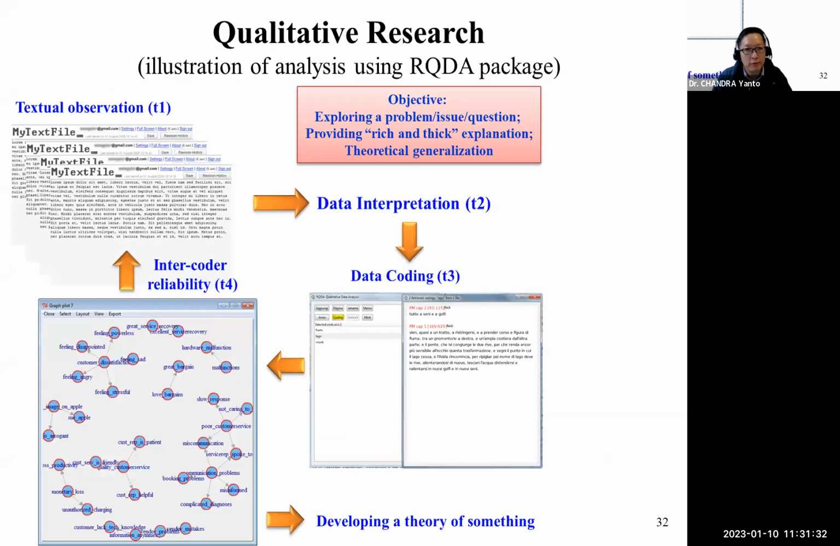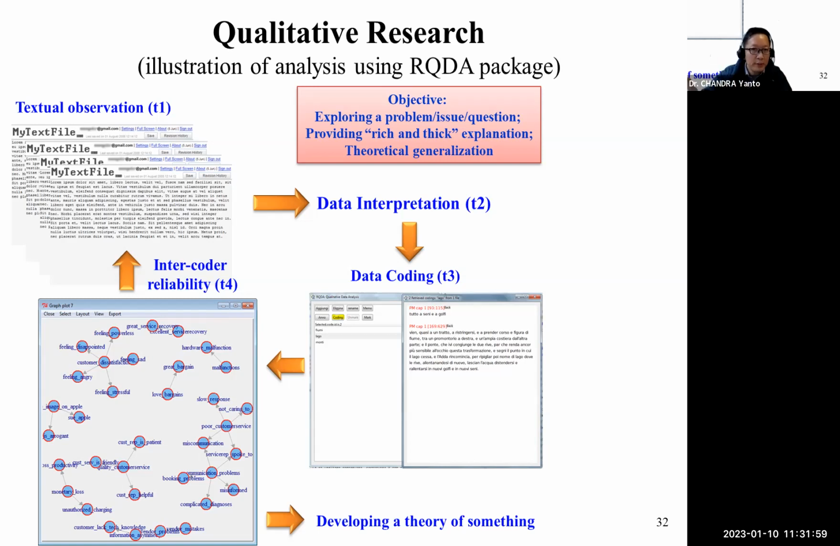In qualitative research, however, you interview people, or you use some media data or some observation data about the people that you are studying. You have some text that you are writing. You are trying to explore a particular issue, a particular question. You're trying to provide rich and thick explanation. Rich and thick explanation is explanation that is very verbal, very long, right? And you try to generalize to theory.